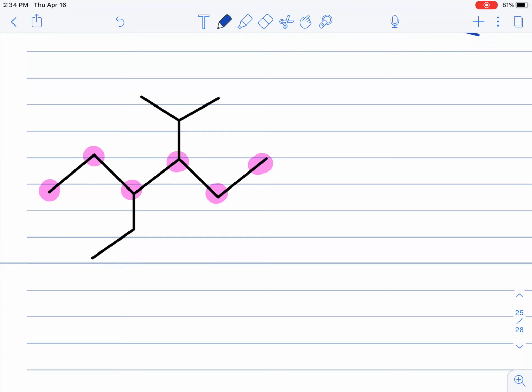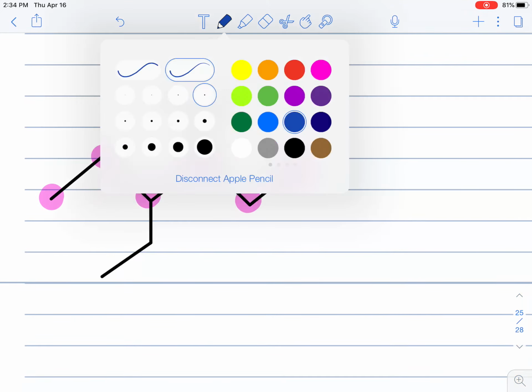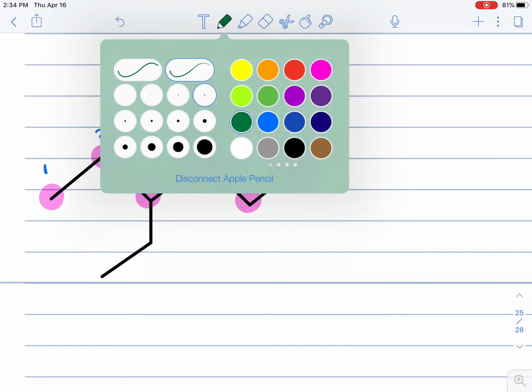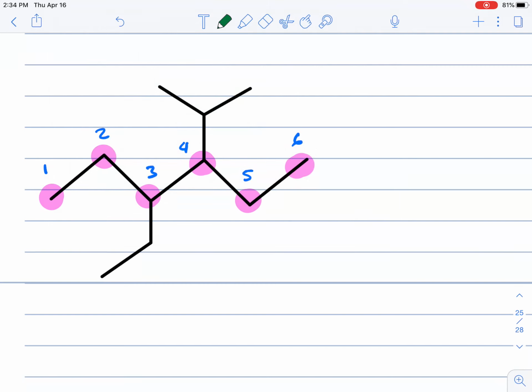All right. So let's go ahead and number this. Now that we've found the longest chain, which is 6, we're going to number it. I'll use blue. So blue is for left to right: 1, 2, 3, 4, 5, and 6. I'm going to use green to go from right to left: 1, 2, 3, 4, 5, and 6.